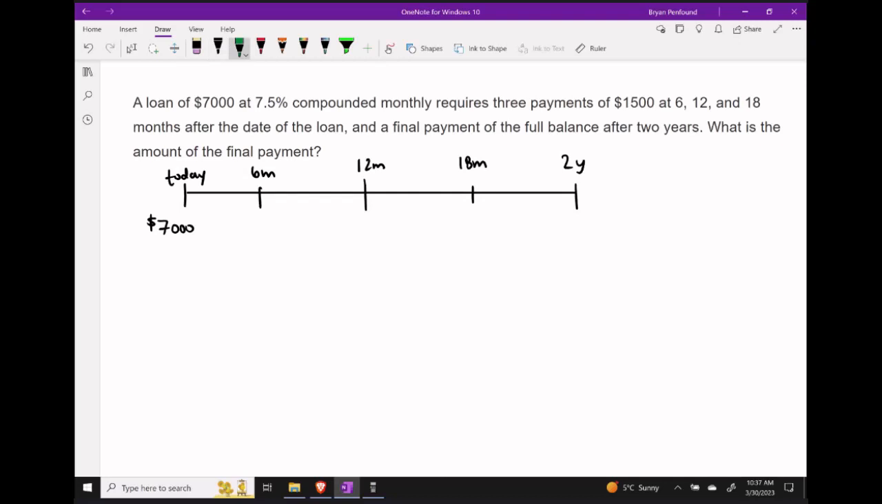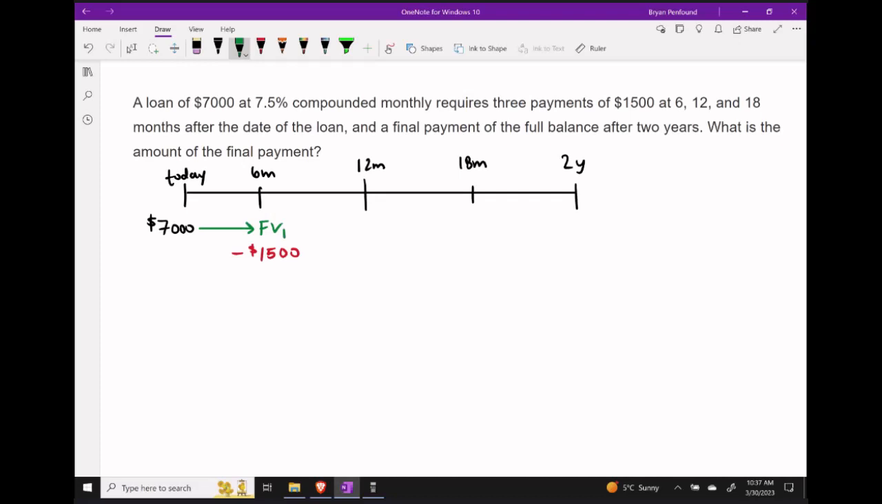Let's try to use a time diagram to better understand what the question's asking for us. So I've marked the important times along our time diagram: today, 6 months from today, 12 months from today, 18 months from today, and then of course 24 months or 2 years from today. Right now we're going to borrow $7,000, so I've put that on our time diagram under today.